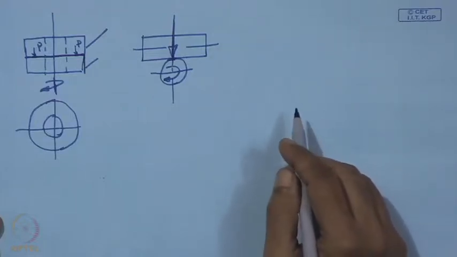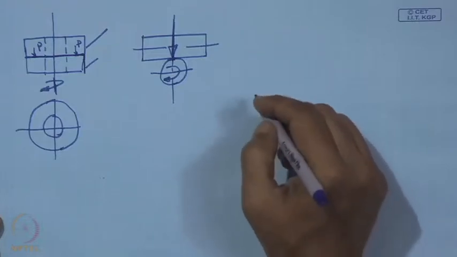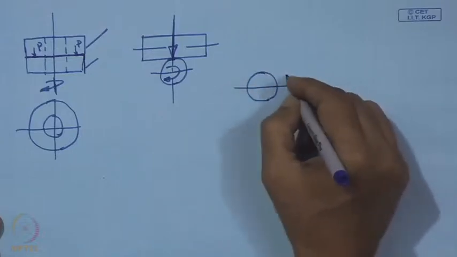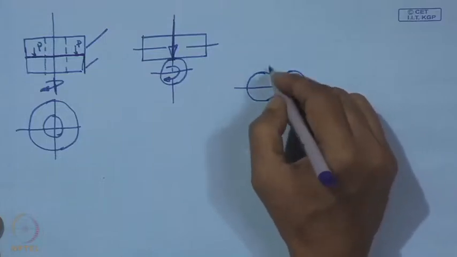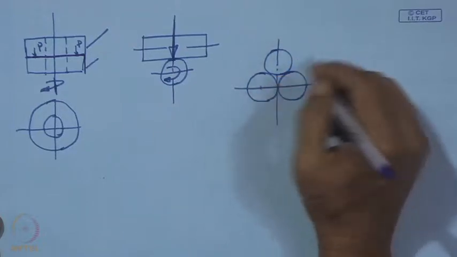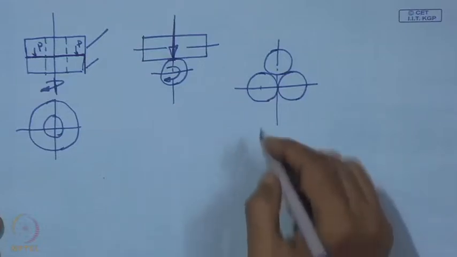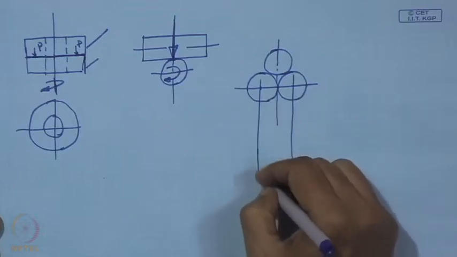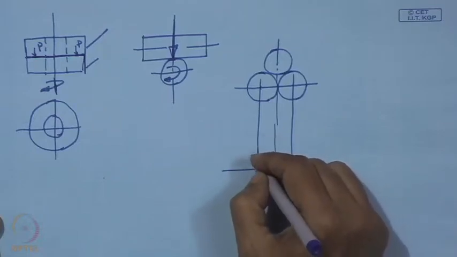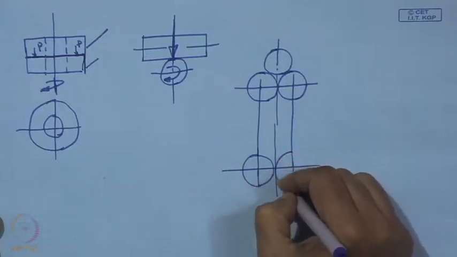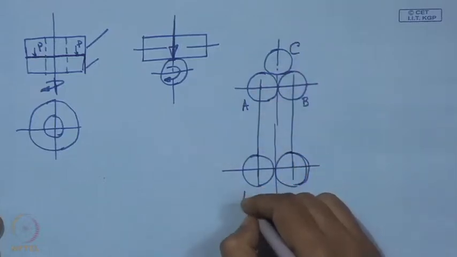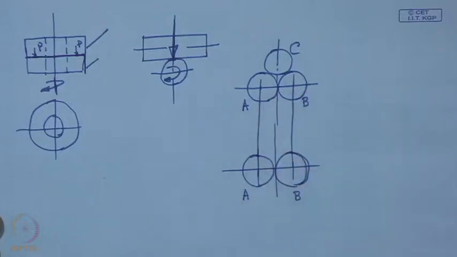Now, the four ball tester. Four ball means, if we see the top view, then we have three balls here. This is the top view, and then we have the third one, something like this. All are resting on a horizontal plane. Considering the front view, this is A, this is B, and C is behind A and B.